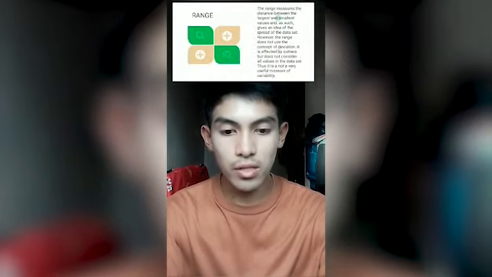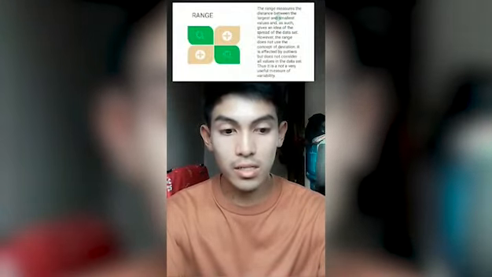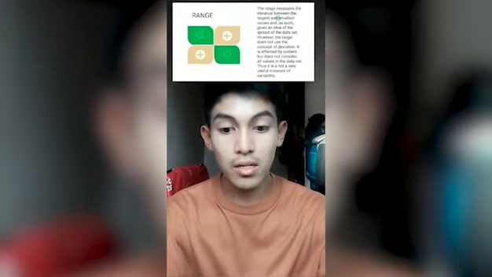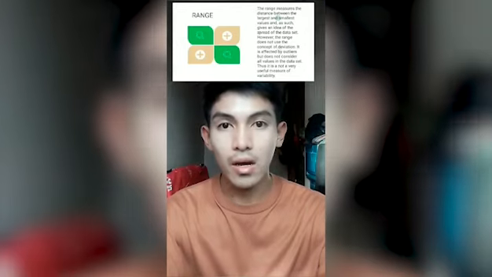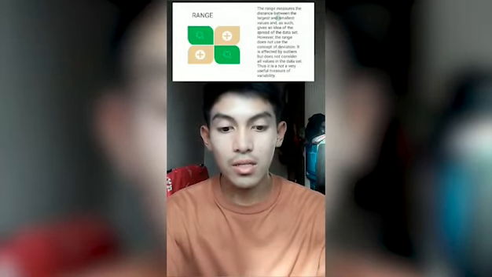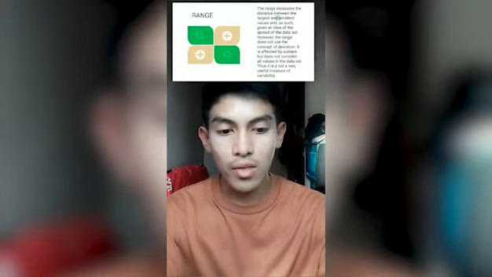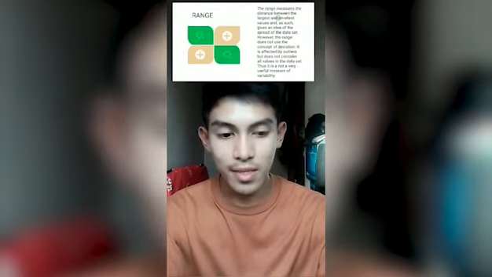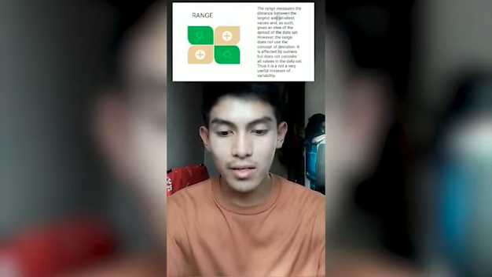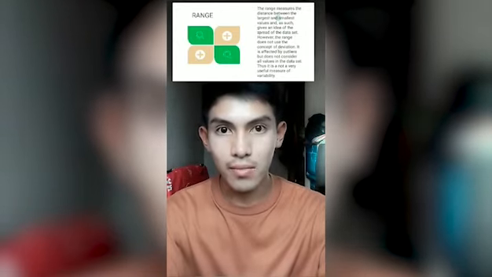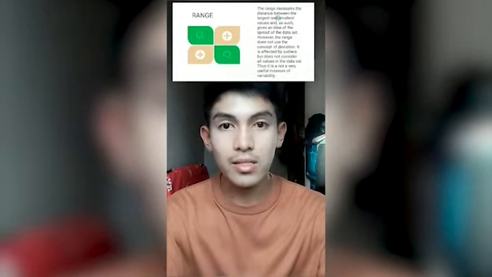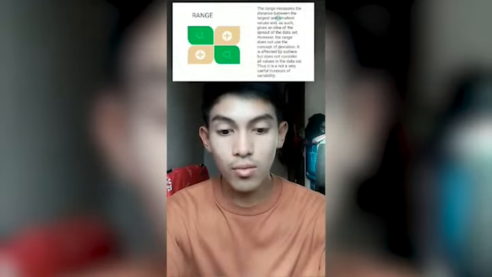Range. The range measures the distance between the largest and the smallest values, and as such, gives an idea of the spread of the dataset. However, the range does not use the concept of deviation. It is affected by outliers, but does not consider all values in the dataset. Thus, it is not a very useful measure of variability.